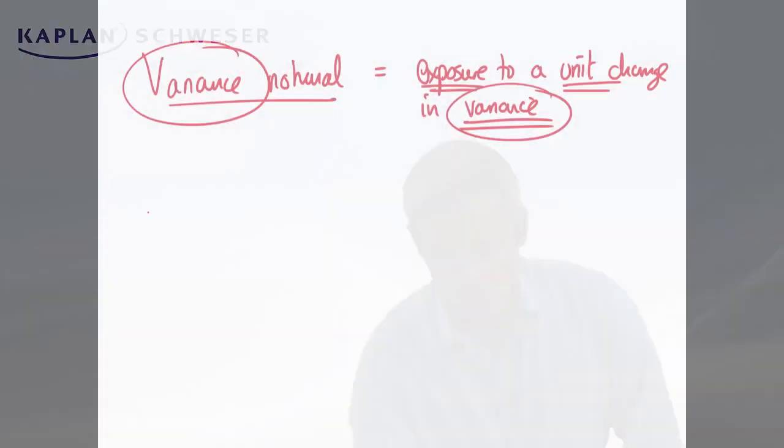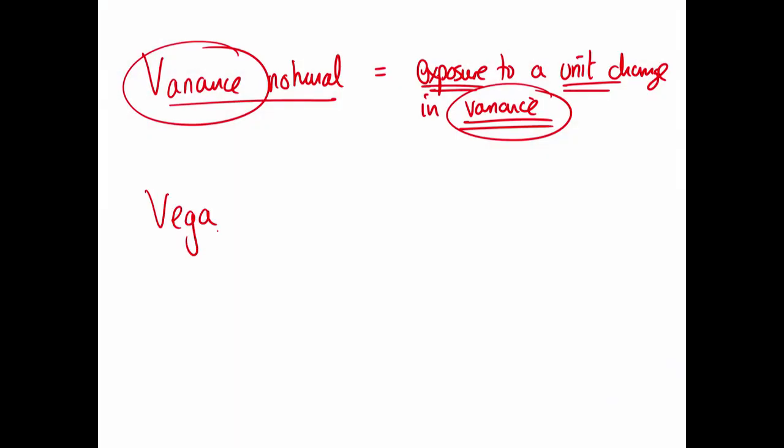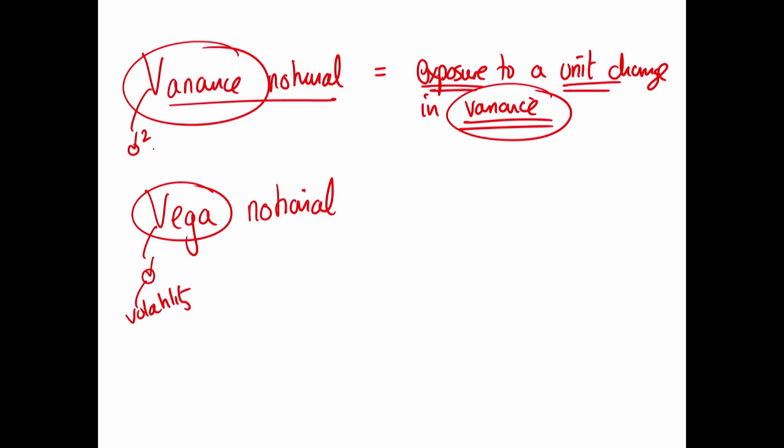Now, your exposure to a unit change in volatility, we know from options, is called vega. You can calculate a notional vega or a vega notional. You've really got to associate sigma, that standard deviation, or volatility, with vega. And you've really got to associate sigma squared with variance here. But your vega notional, in words, it's your exposure to a unit change in volatility.